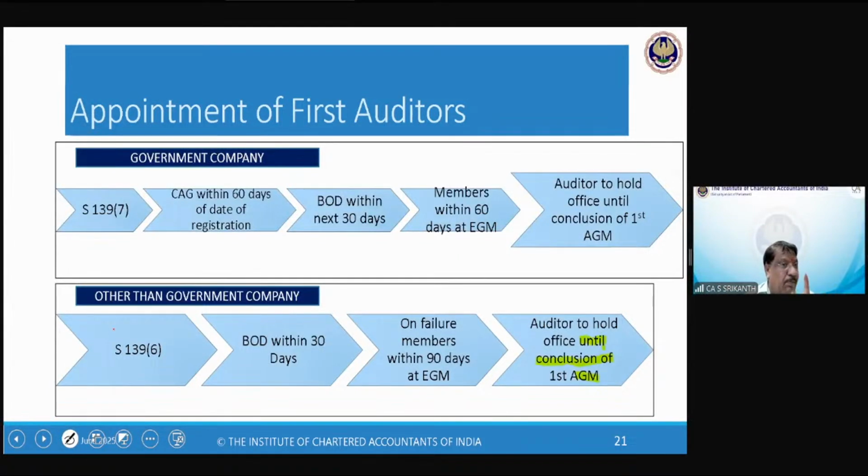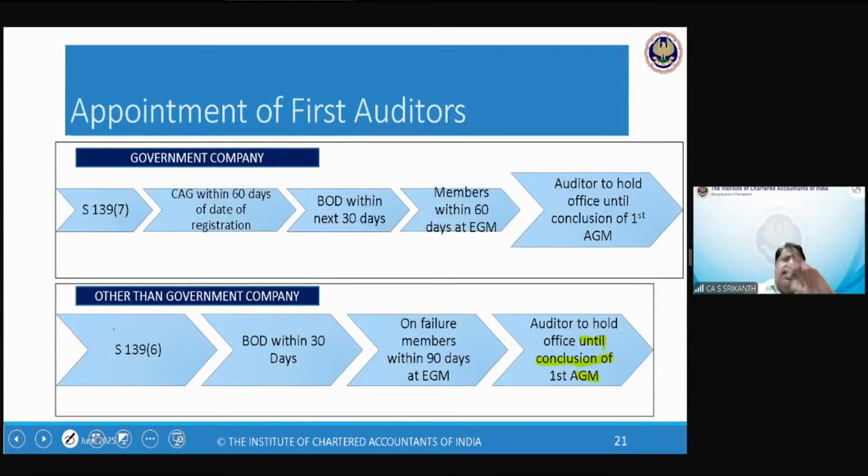Within 30 days, you have to inform your registered office address. You have to bring in the capital amount and you have to obtain your certificate of commencement. Got it? Then you have to have a board meeting. But in the case of a government company, within 60 days, CAG will appoint the auditor.